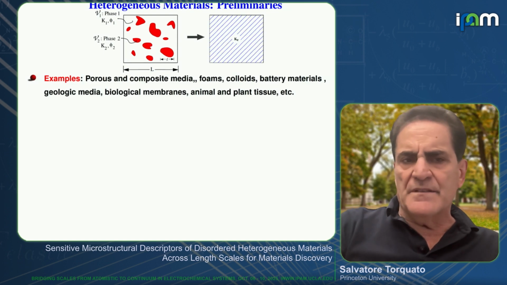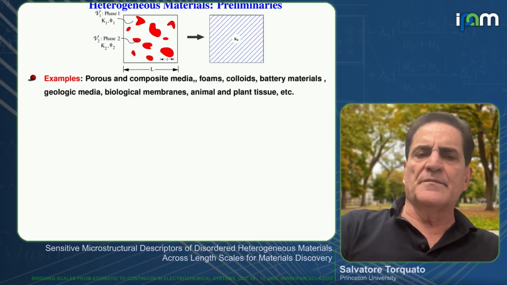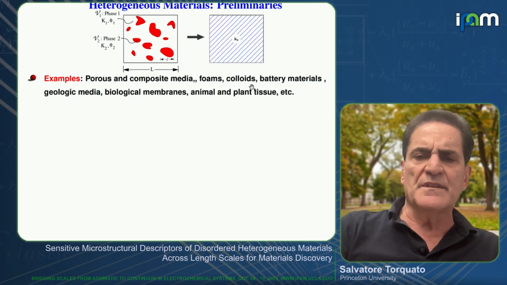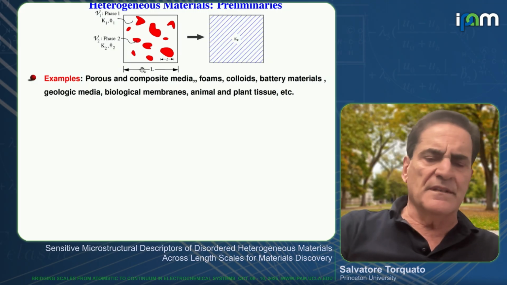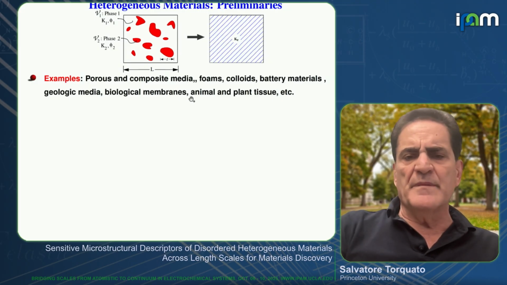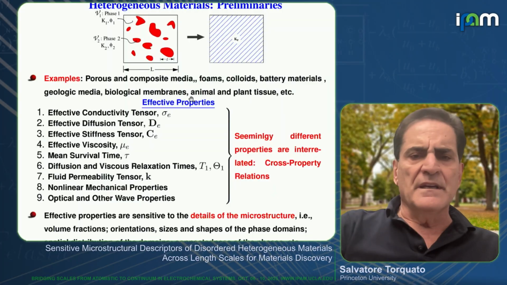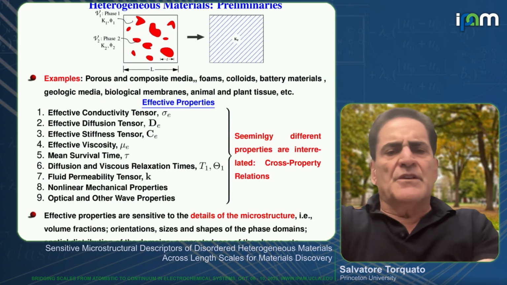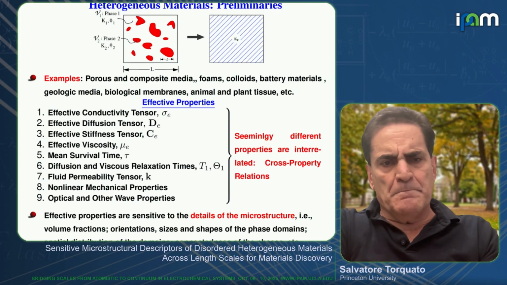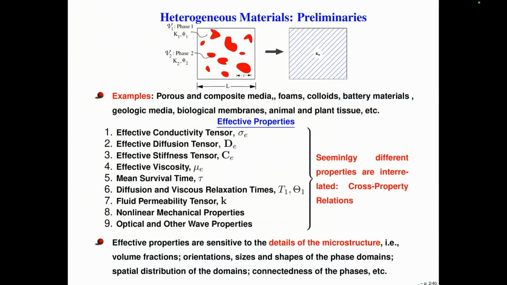And of course, there are many, many different examples of such media: porous and composite media, foams, colloids, battery materials, geologic media, biological membranes, animal and plant tissue, and the list goes on and on. So the effective properties that we're interested in are the effective conductivity tensor, the effective diffusion tensor, the effective stiffness tensor. If this is a suspension, the effective viscosity, the mean survival time.